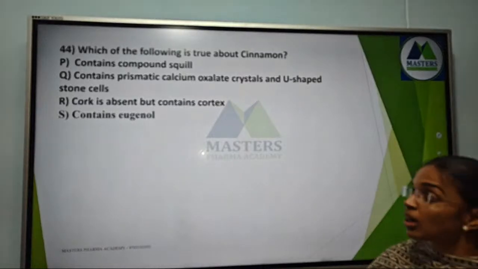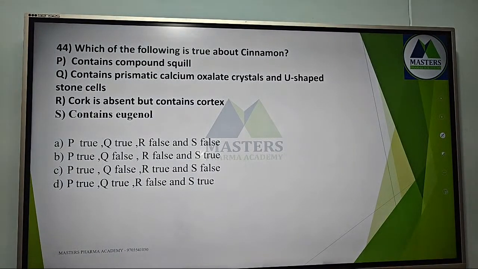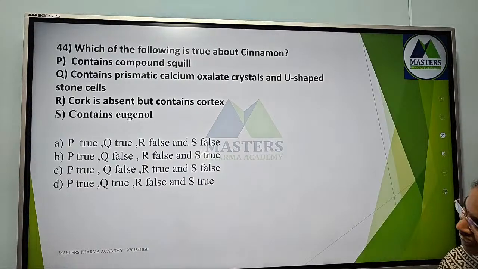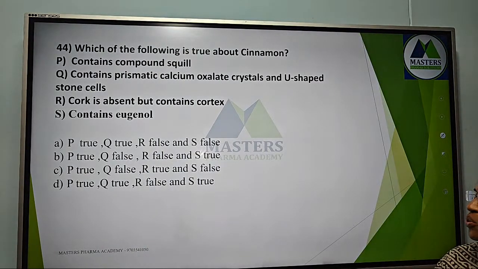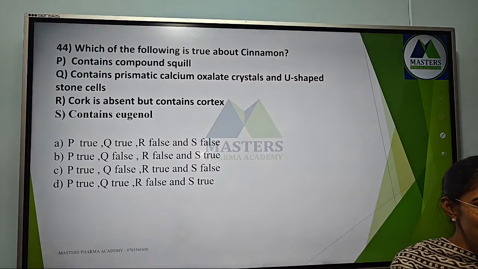Okay, question number 44. Which of the following is true about cinnamon? The statements are: P, it contains compound quill. Q, it contains prismatic calcium oxalate crystals and U-shaped stone cells. R, cork is absent but contains cortex. And S, it contains eugenol. So, we'll see what are the options. P true, Q true, R false, S false. P true, Q false, R false and S true. P is true, Q is false, R is true and S is false. P, Q are true and R is false and S is true. Which one is the right option of this?